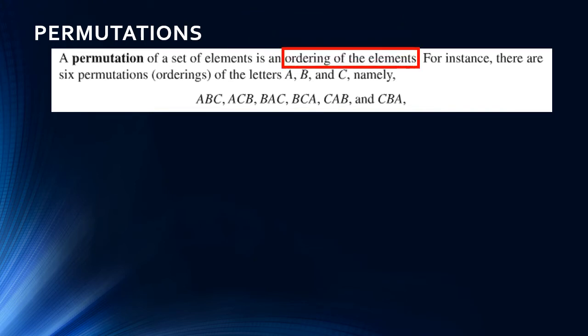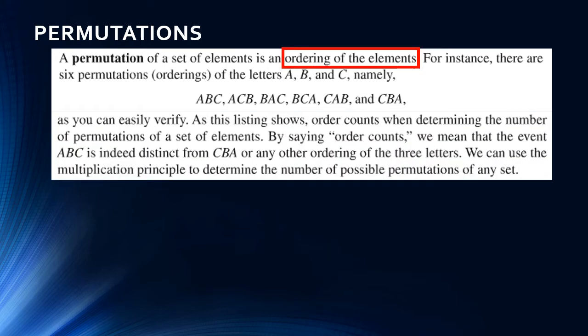A permutation of a set of elements is an ordering of the elements. For example, there are 6 permutations, orderings, of the letters A, B, and C, namely ABC, ACB, BAC, BCA, CAB, and CBA. These are all just different orderings of those 3 letters. As this listing shows, order counts when determining the number of permutations of a set of elements. By saying order counts, we mean that the event ABC is indeed distinct from CBA or any other ordering of the 3 letters. We can use the multiplication principle to determine the number of possible permutations of any set.